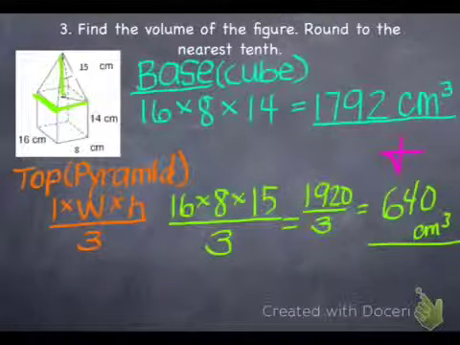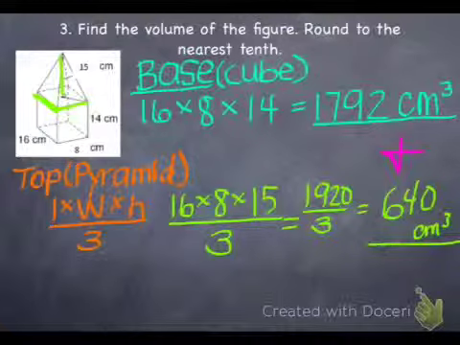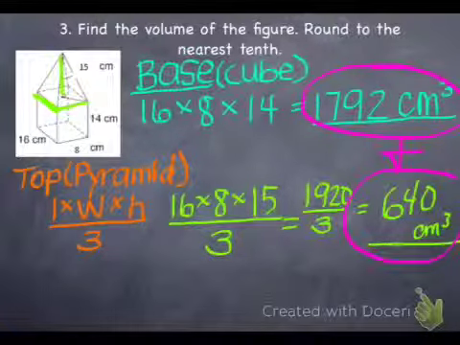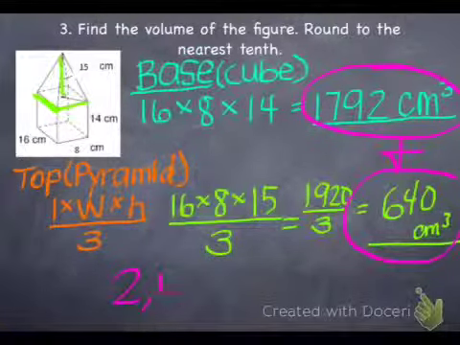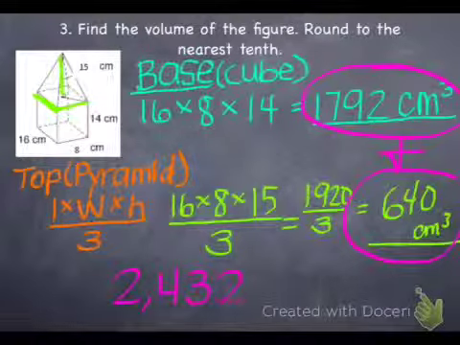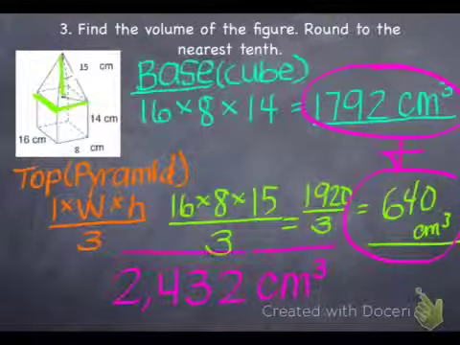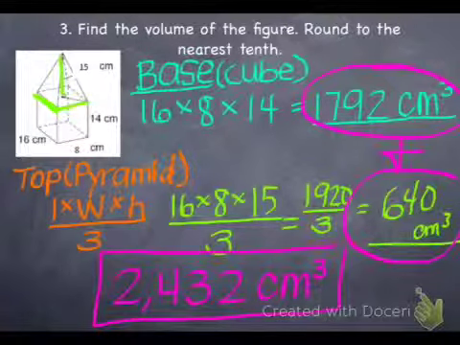So now to get the total volume of this whole figure, we're just going to add the two of these together. So our 1792 plus 640, which is going to give us a grand total of 2,432 cubic centimeters to fill that entire figure.